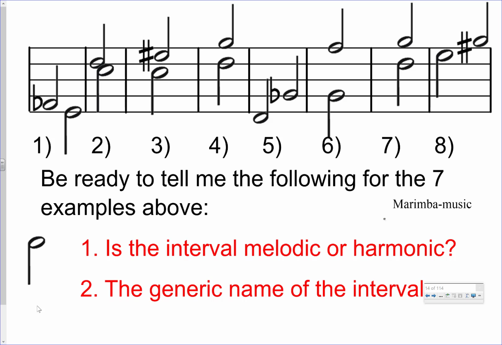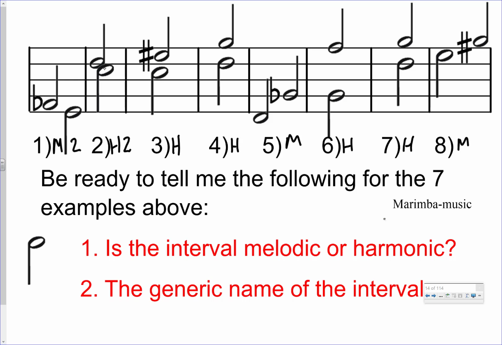Okay, so hopefully you realized that number 1 is melodic, number 5 is melodic, number 8 is melodic, and the others are harmonic because they are sounded simultaneously. And we can go back now and we can plug in the generic number. So number 1, that's a melodic second. Number 2 is a harmonic second. See how they're touching? So that's how you know it's a harmonic second. But number 1 is a melodic second because the notes are spread apart a little bit further.